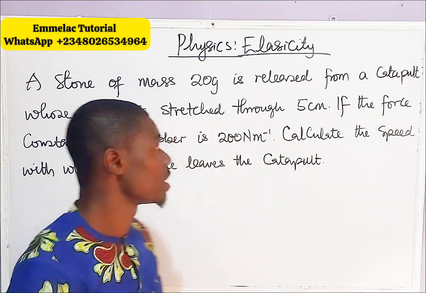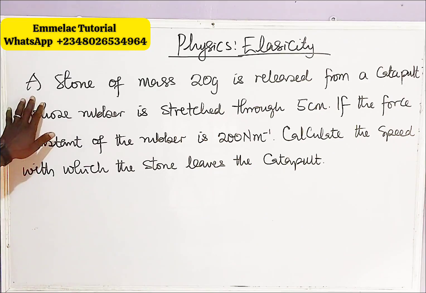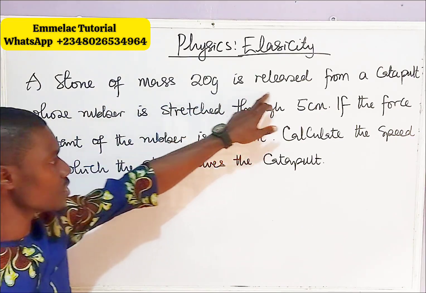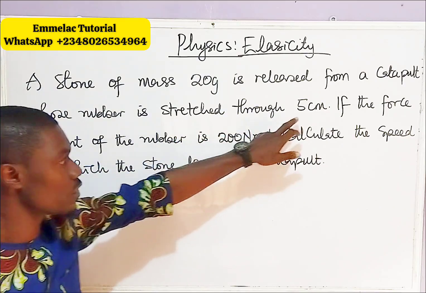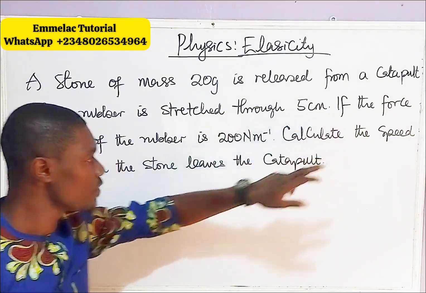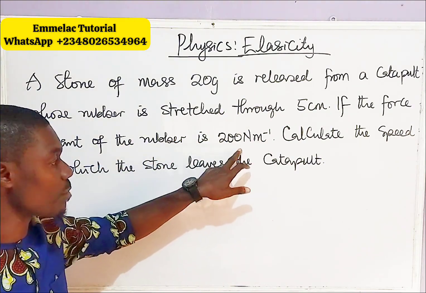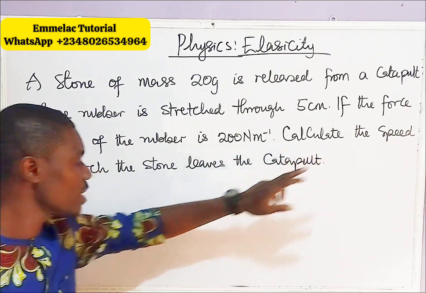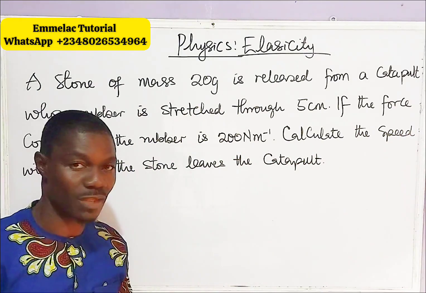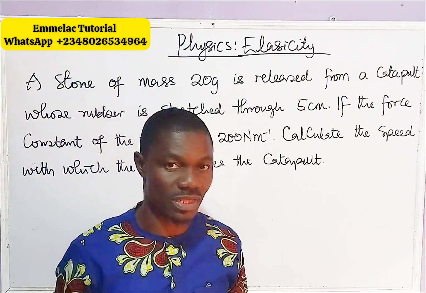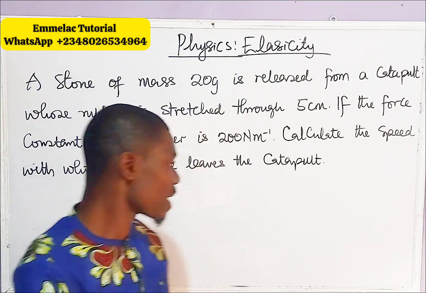Now before us is this question in elasticity in physics, and it reads that a stone of mass 20 grams is released from a catapult whose rubber is stretched through 5 centimeters. Now if the force constant of the rubber is 200 Newton per meter, calculate the speed with which the stone leaves the catapult. Now, for us to understand this question better, I want to give us a pictorial illustration of what the question implies.